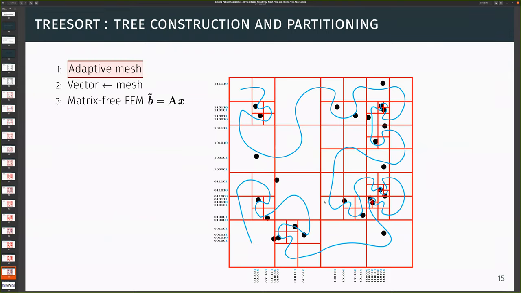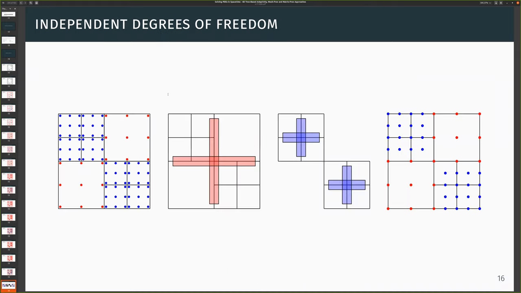So now we have an adaptive grid which agrees with our refinement criteria. We had the refinement criteria: each element should contain at most one point. So how can we define a vector? Basically, we want to have this kind of shared node representation, or basically independent degrees of freedom.